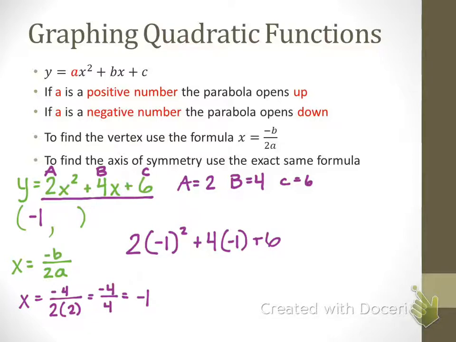You can type this exact equation into your calculator and it'll tell you the answer. You don't even have to show me any work. So we're going to plug in on our calculator 2, then in parentheses, negative 1, parentheses squared, plus 4 in parentheses negative 1, plus 6. It should look identical to the equation you have written there. Then guess what? Just press enter.